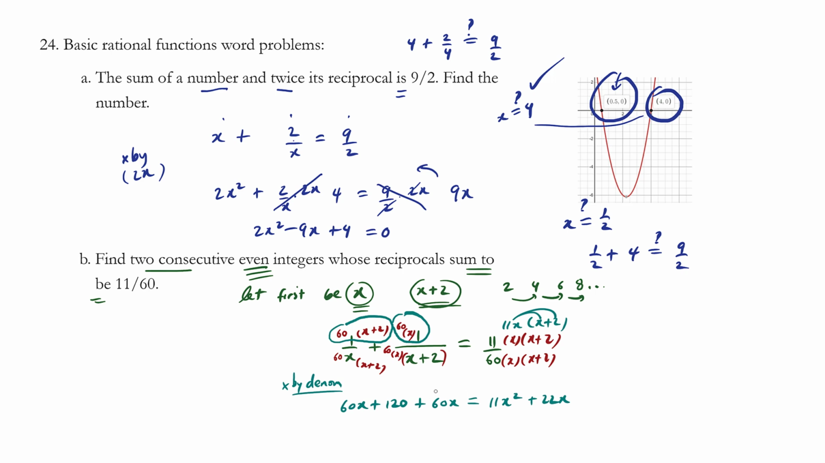Now we can relax. This is simply a quadratic. 60x plus 60x is 120x. Let's throw this to the right. So we have 11x squared. 22x minus 120x is negative 98x. And the only number here is positive 120. When we throw it over, it becomes a negative 120. So this is simply a matter of factoring.